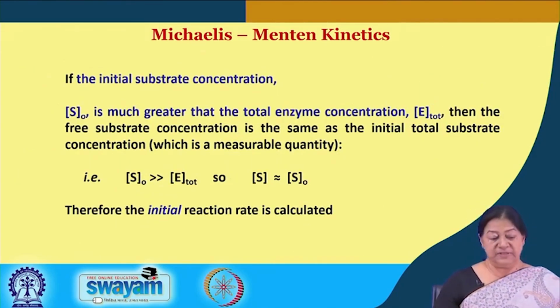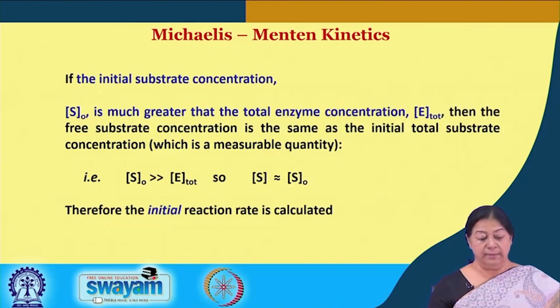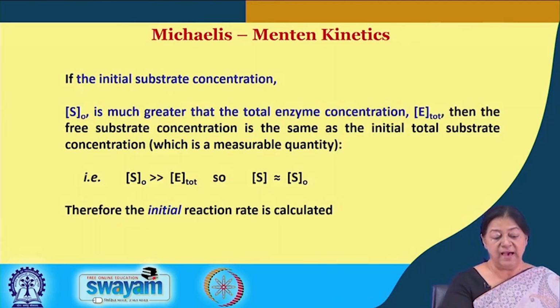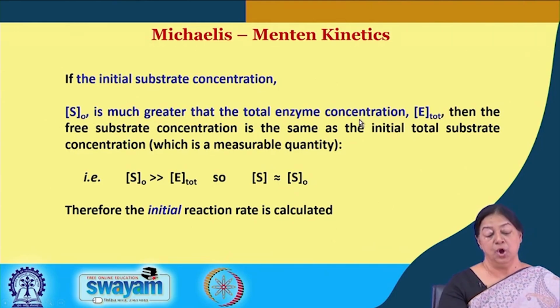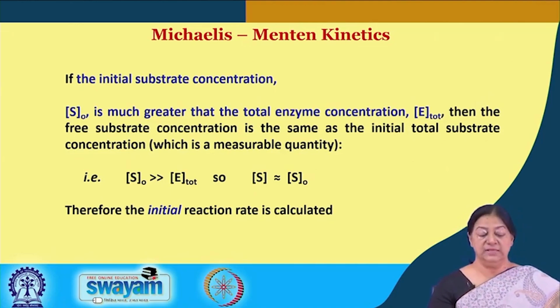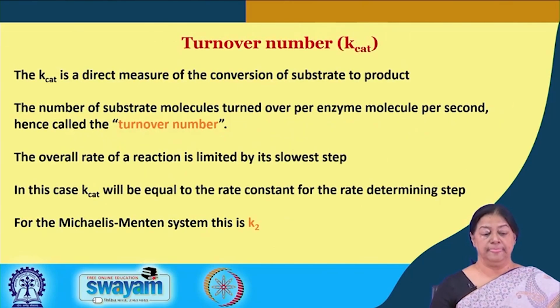So, if we have a specific turnover number, or let's look at this. For the initial substrate concentration, we look at an S0 that is much greater than the total enzyme concentration. What does this mean? It means that we can make certain approximations. These approximations will allow us to calculate the initial rate of the reaction, which will help us in determining what the Michaelis constant is.